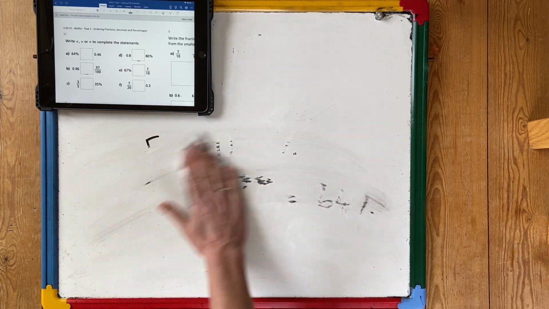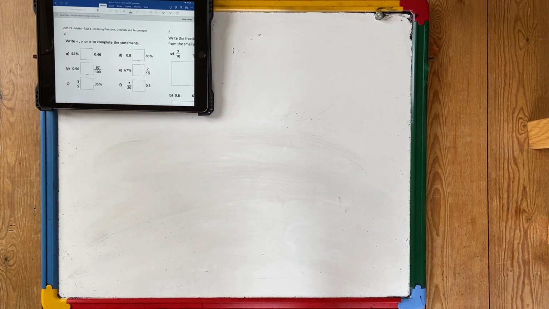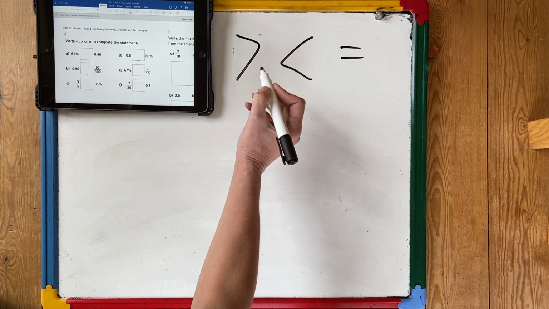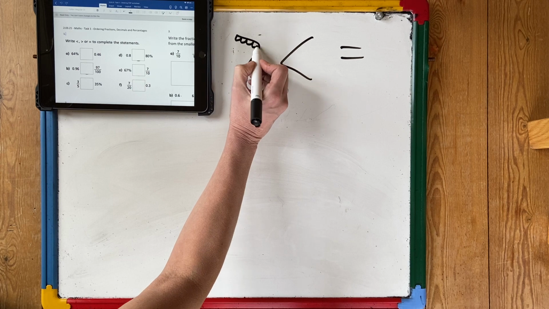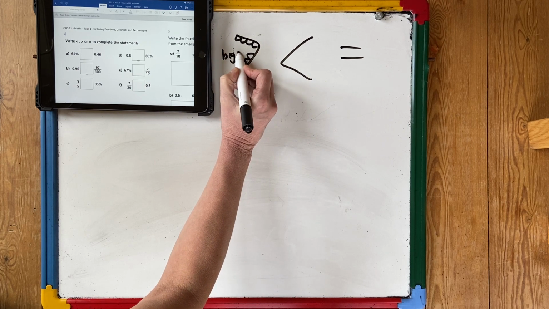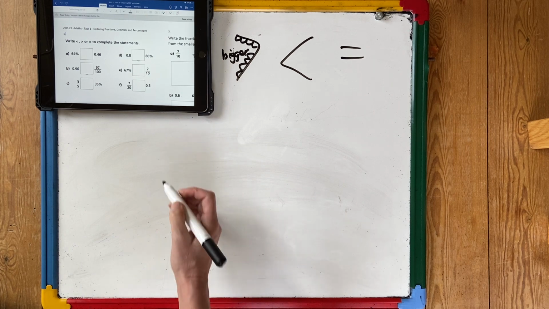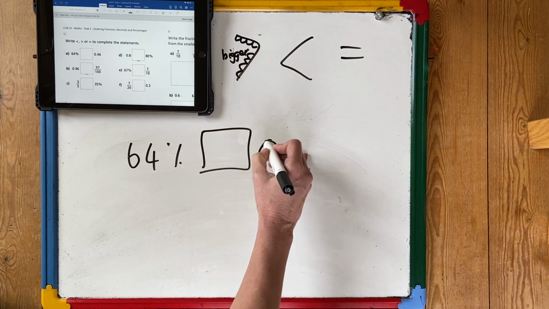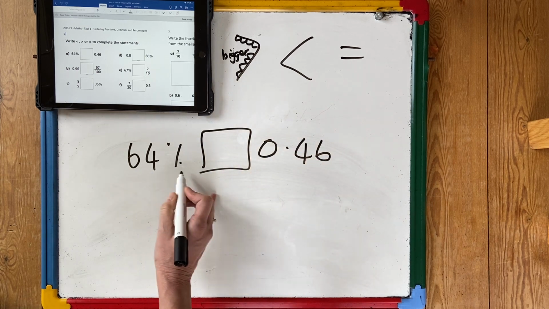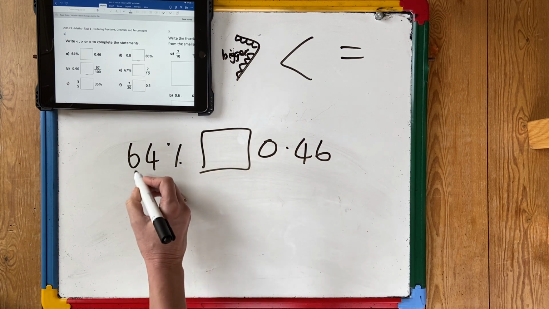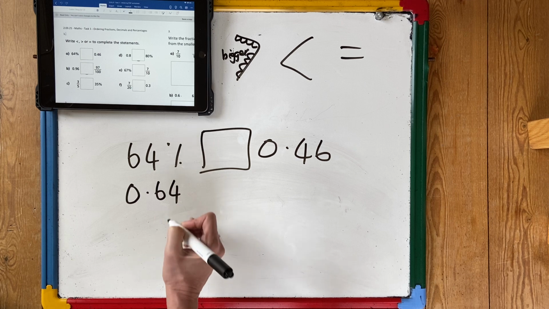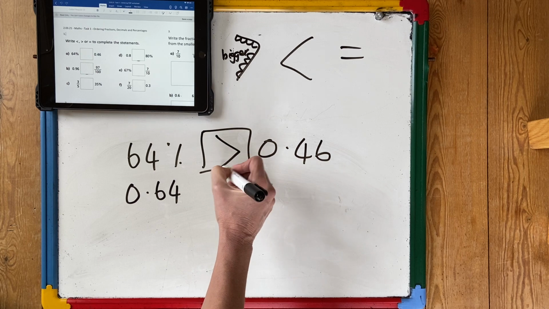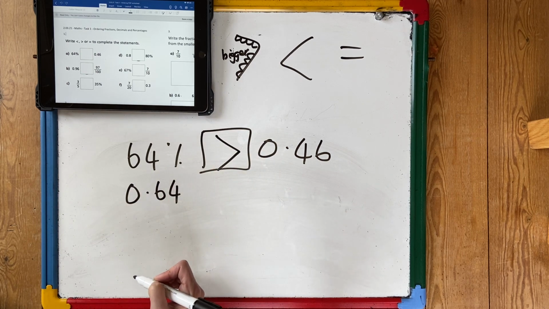So for task 1, you need to use the symbols more than, less than, equals. How we've remembered it at school is we've always said that the crocodile eats the bigger number. So 64%, is it more or less than 0.46? 64%, what is that as a decimal? So 64% is 0.64 and 0.46, so the largest value is 0.64 or 64%.